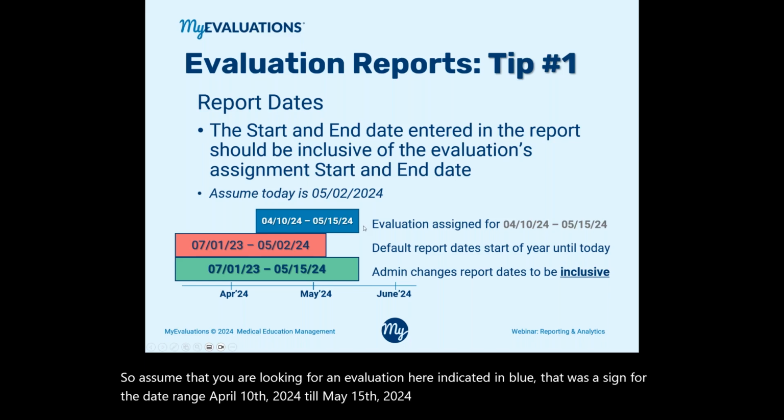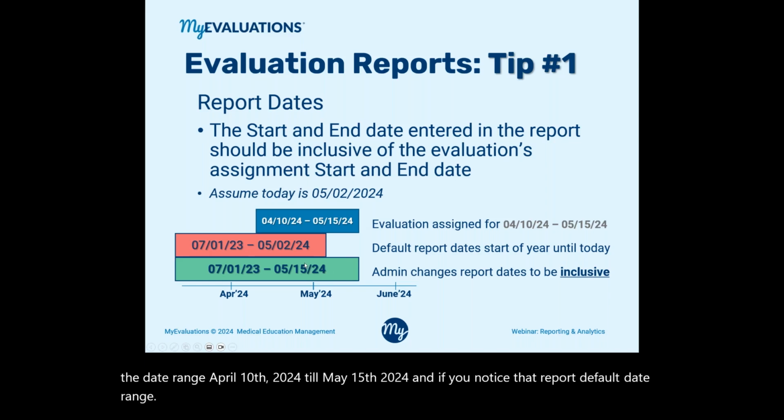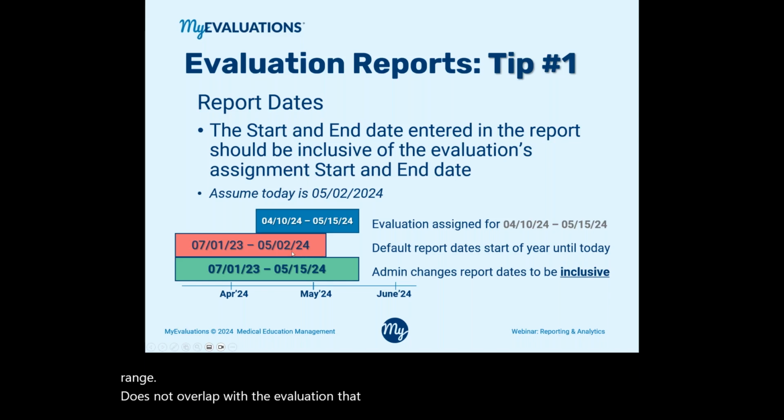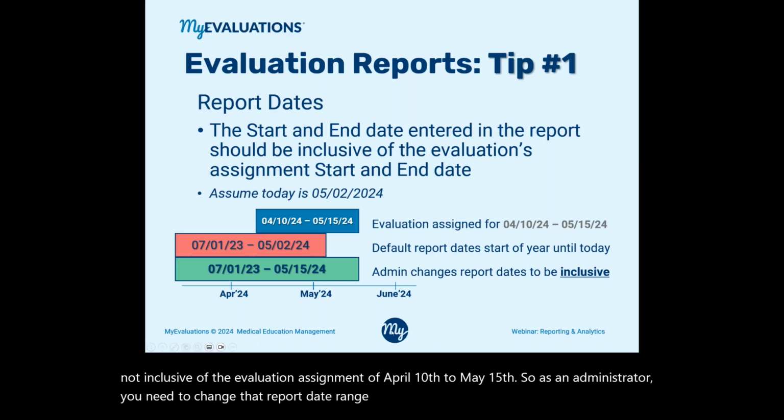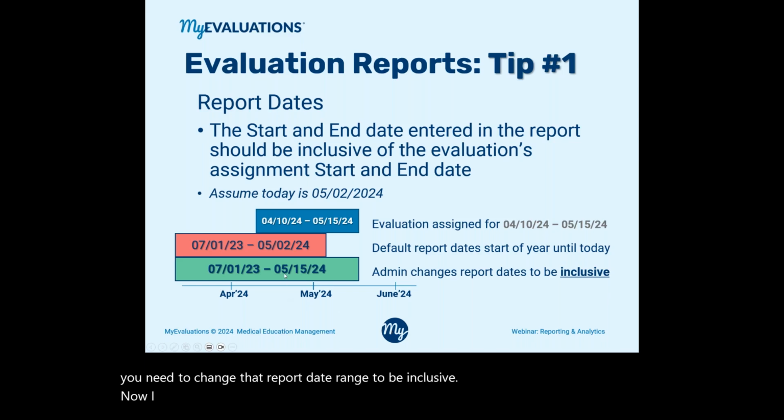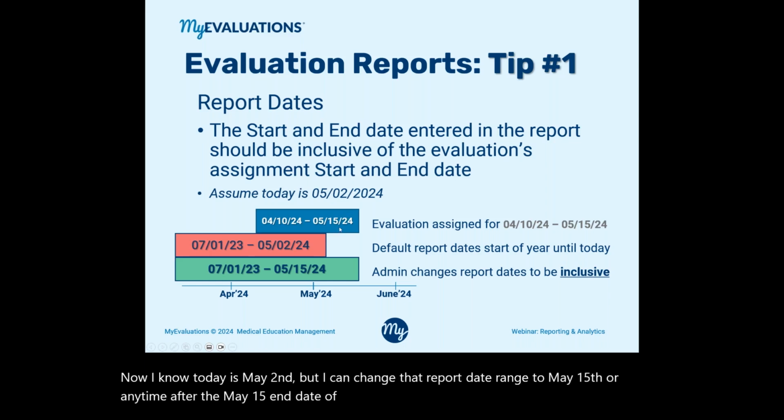If you notice, that report default date range does not overlap with the evaluation that I'm looking for. In other words, the date range is not inclusive of the evaluation assignment of April 10th to May 15th. So as an administrator, you need to change that report date range to be inclusive. Now, I know today is May 2nd, but I can change that report date range to May 15th or any time after the May 15 end date of the evaluation in order to be inclusive of the data I'm looking for.